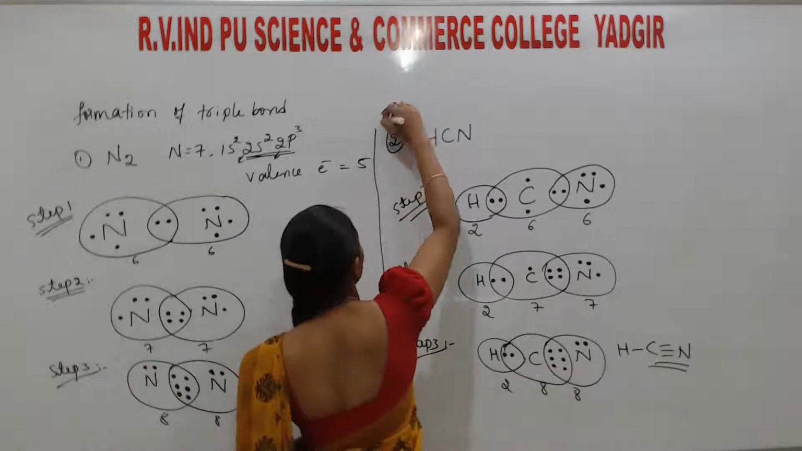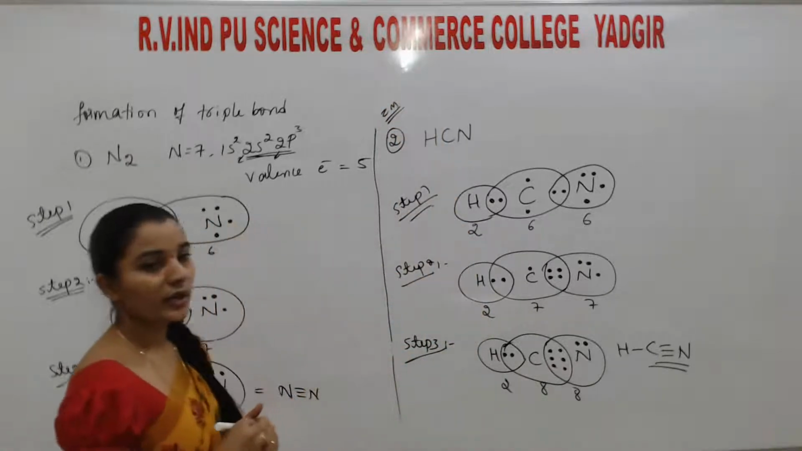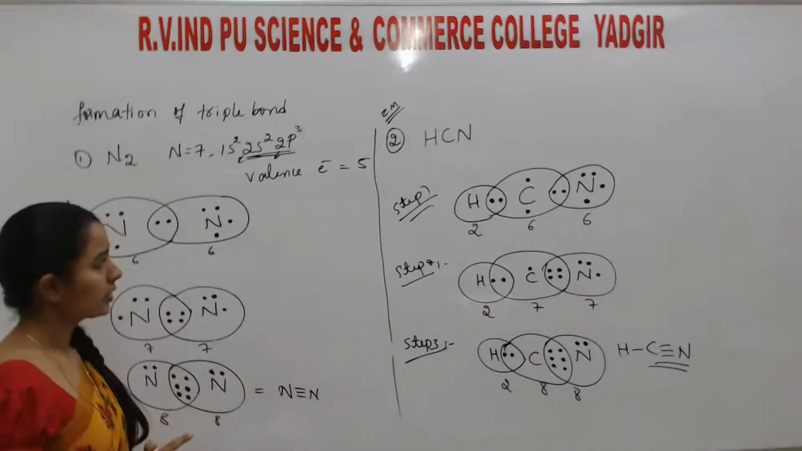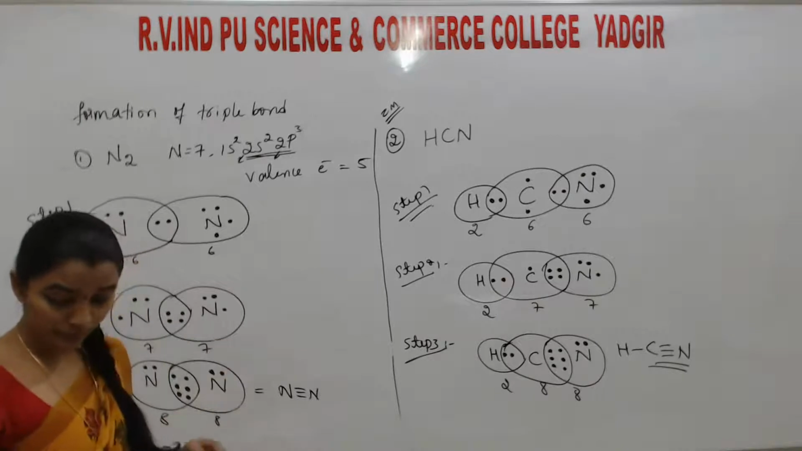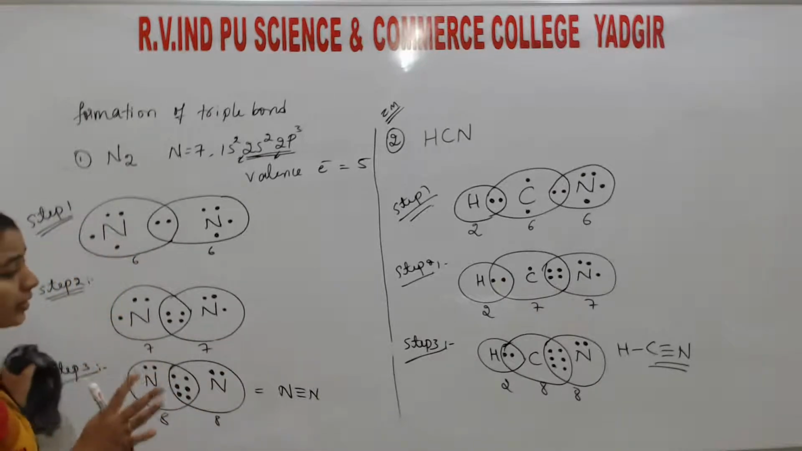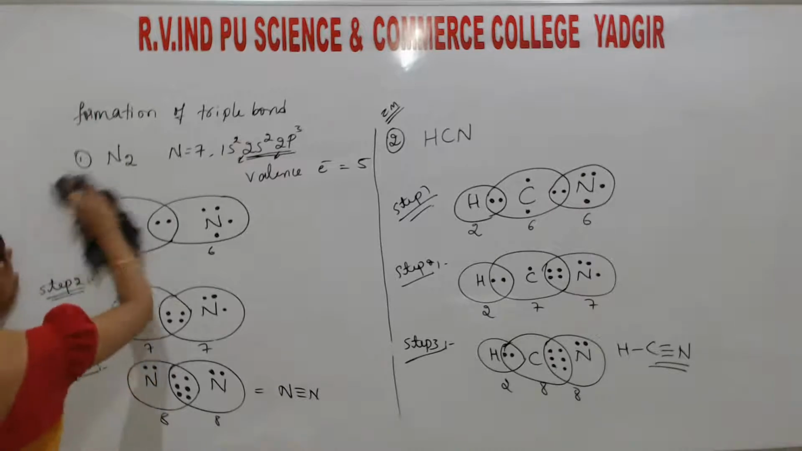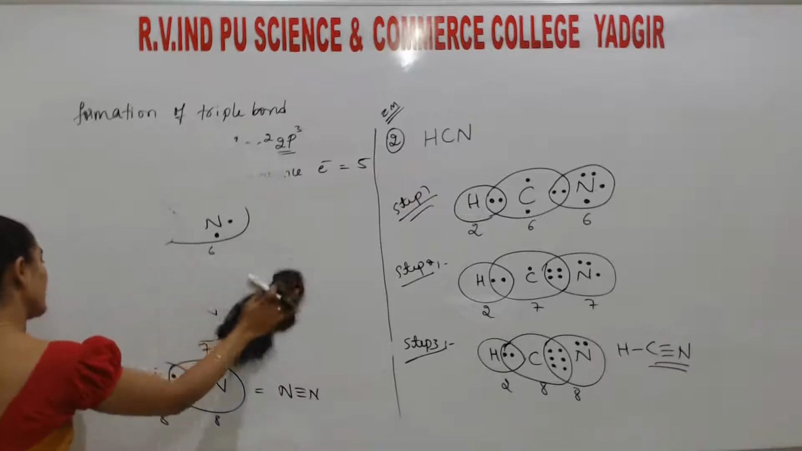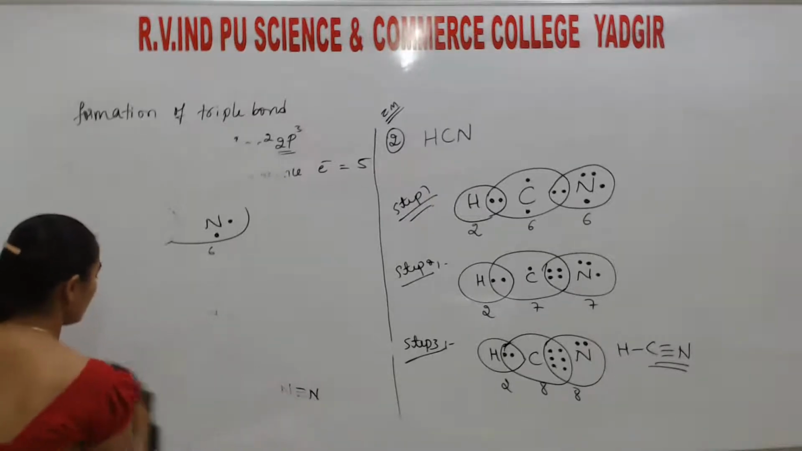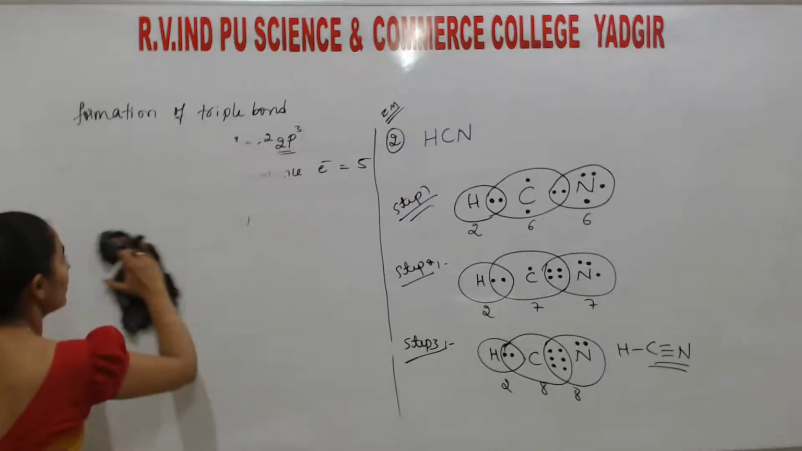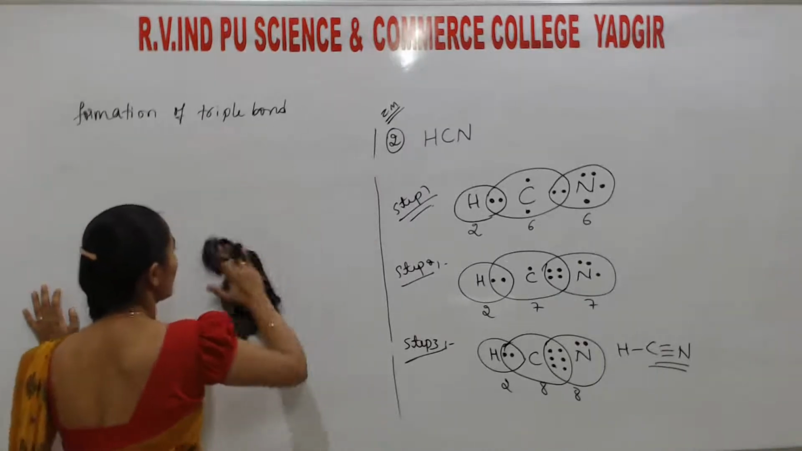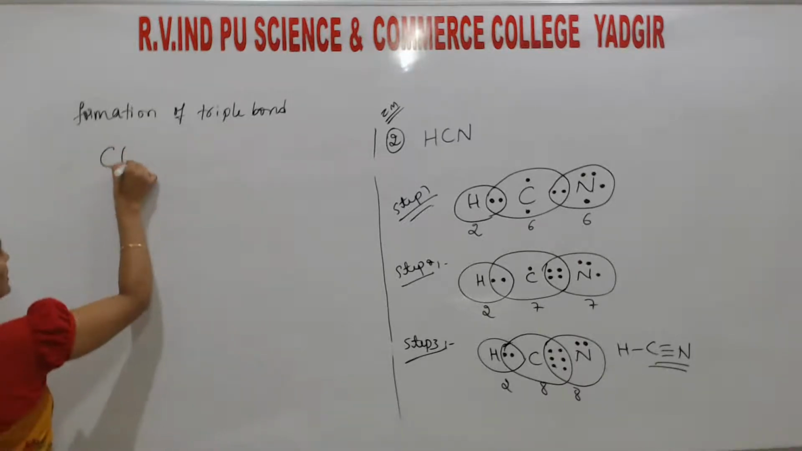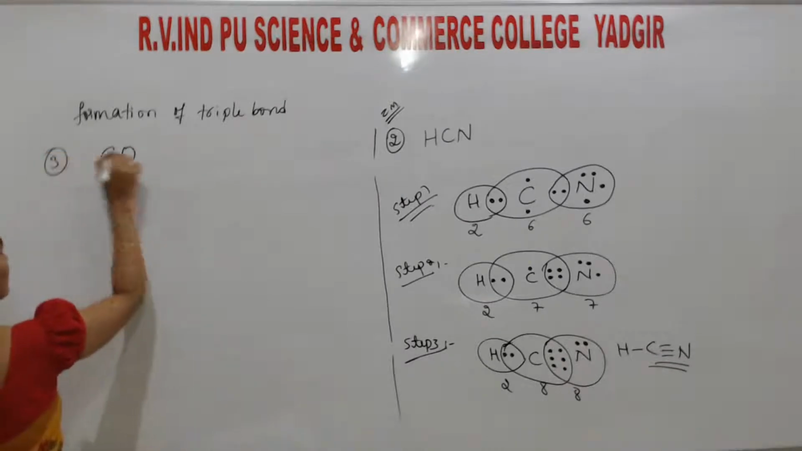For 2 marks, you should be able to write the structure of the HCl molecule. Understood? Okay, this is another one, formation of the triple bond. So next, another important structure is there. Carbon monoxide. In that I clearly explain how the triple bond takes place. Okay, very important one. Carbon monoxide, third structure.